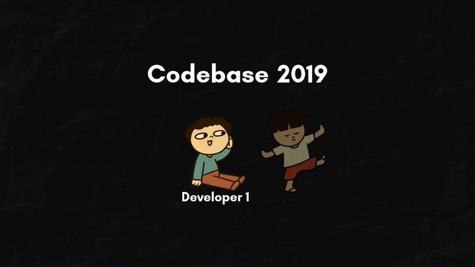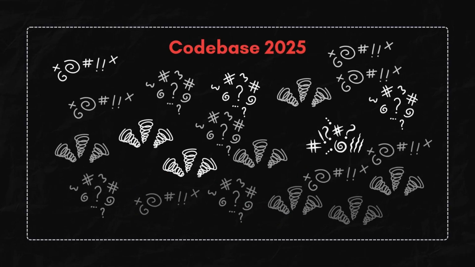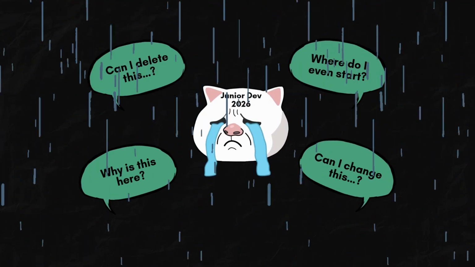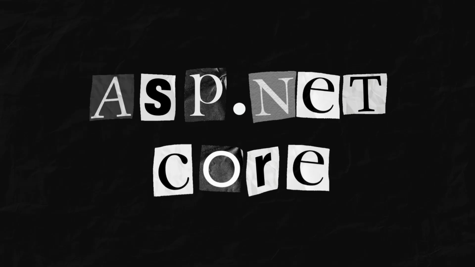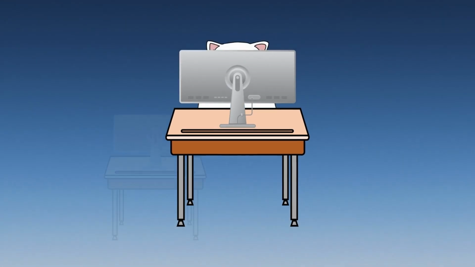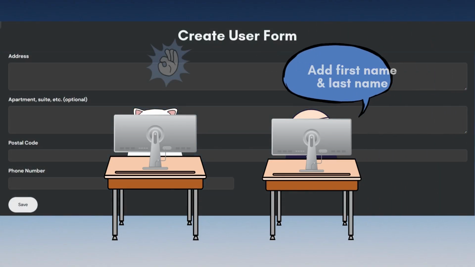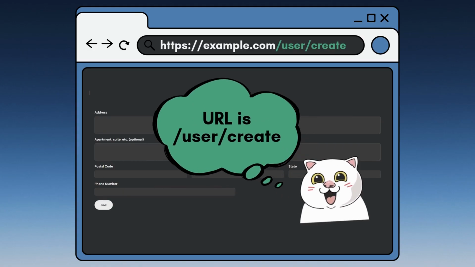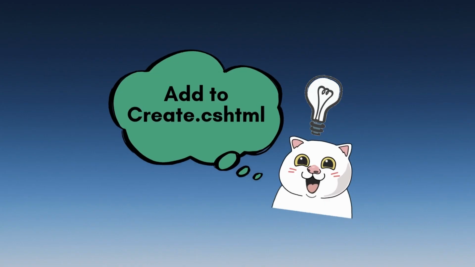These are the most common questions and scenarios I see junior developers face when dealing with a legacy codebase that's been running for over 6 years. Let's look at a classic ASP.NET Core MVC example. A new developer gets a simple task, like adding a new field to a create user page. They think, okay, the page URL is /user/create, so I just need to edit the create.cshtml file.